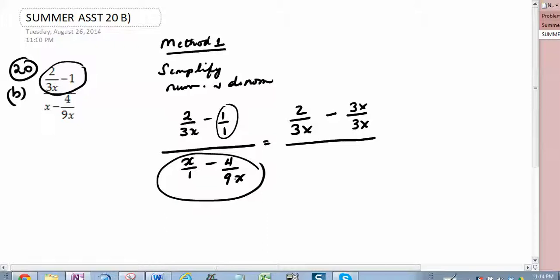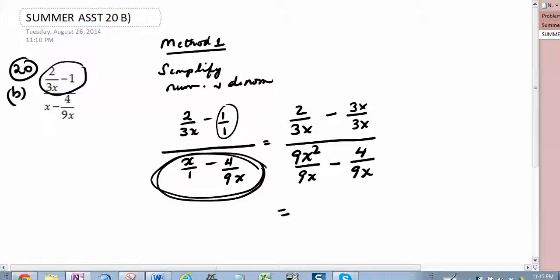I do the same for subtracting the fractions in the denominator. This time, the common denominator is 9x. So I take both the fractions in the large denominator here, and I write them both over 9x. It's going to be 9x times 9 is 9x squared, and then minus 4.